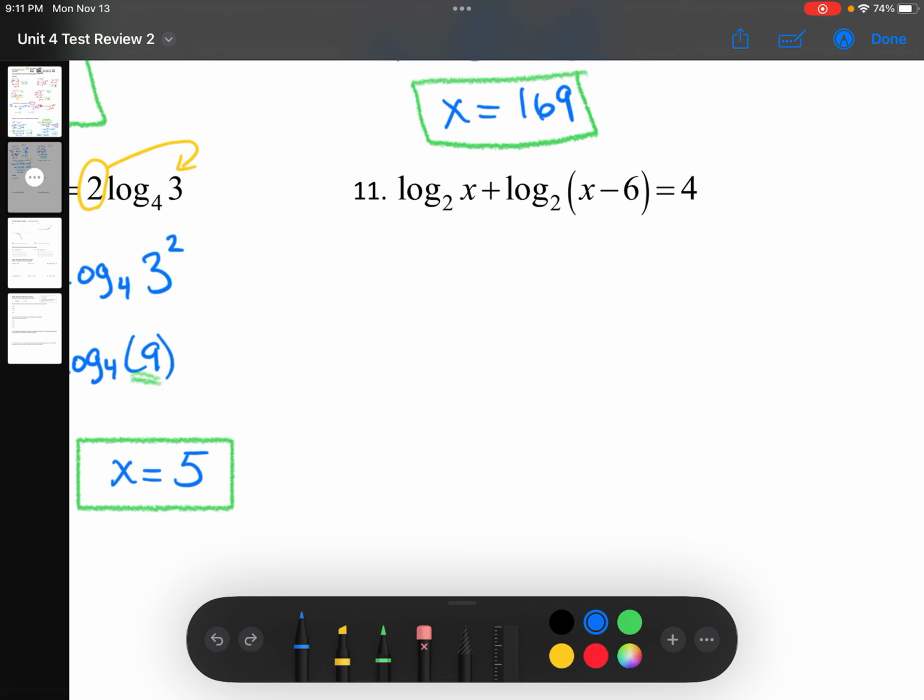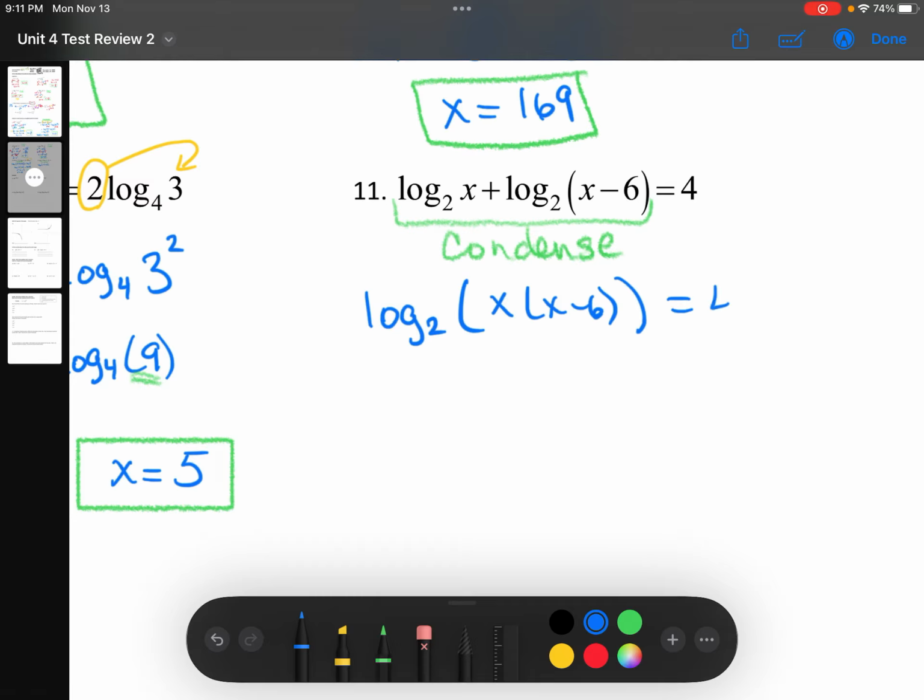Let's look at 11, and we'll want to condense again. We'll want to condense this left side. So we will have log base 2 of the 2 logs added, condense as 1 log multiplied. It's going to equal 4. So that will be log base 2 of x squared minus 6x equal to 4.